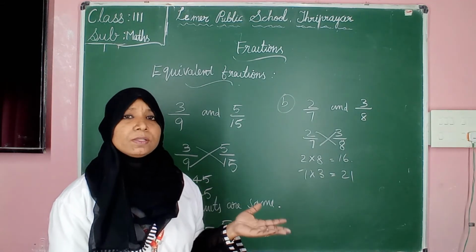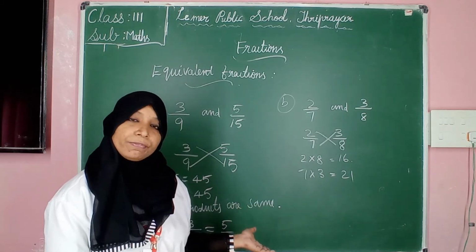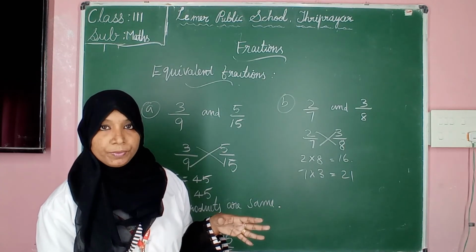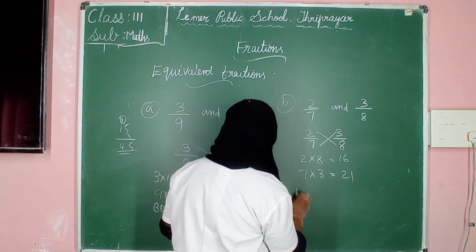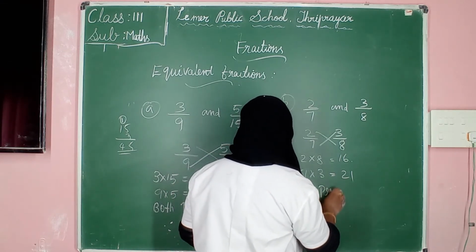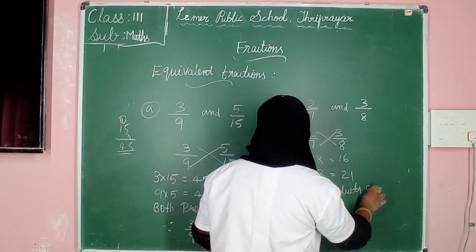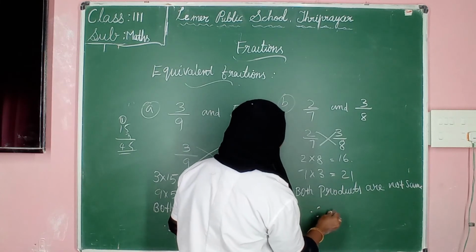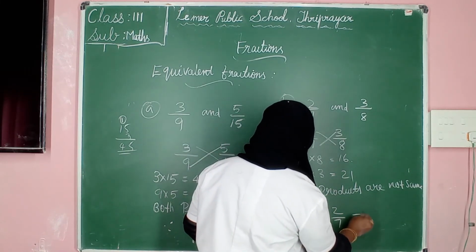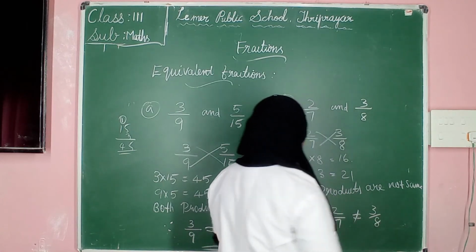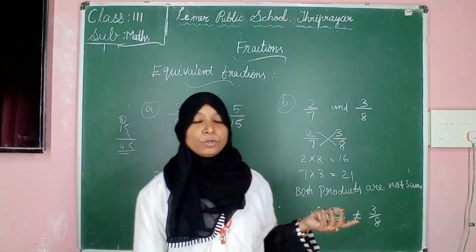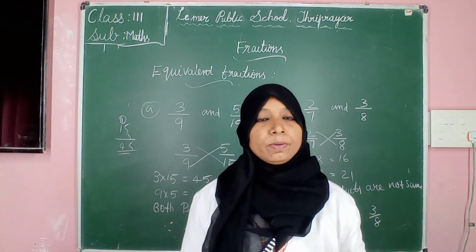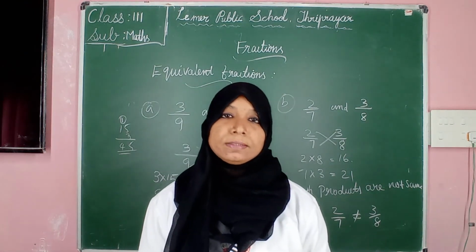The reason also you have to write, why the two given fractions are equivalent or why both fractions are not equivalent. Reason also you have to mention that both products are not same. Therefore, 2 by 7 not equal 3 by 8. This is not equal. Or you can write 2 by 7 and 3 by 8 are not equivalent. Like a sentence you can write.